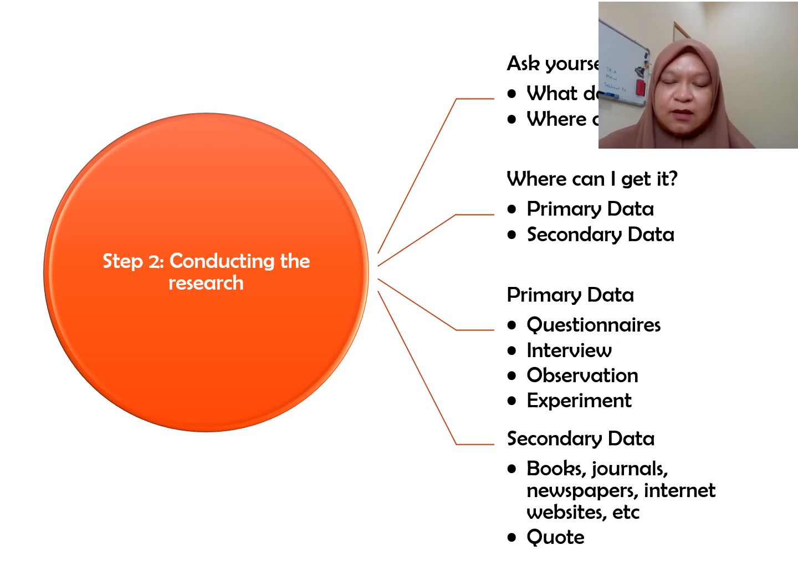Primary data from the questionnaire means that you write down the questionnaire and distribute it to your respondents. Or maybe you want to do an interview with the respondents, or you can also do observation. Or from an experiment, you do the experiment. Or you can also get the information from secondary data, for example from books, journals, newspapers, internet websites, quotes and all that.